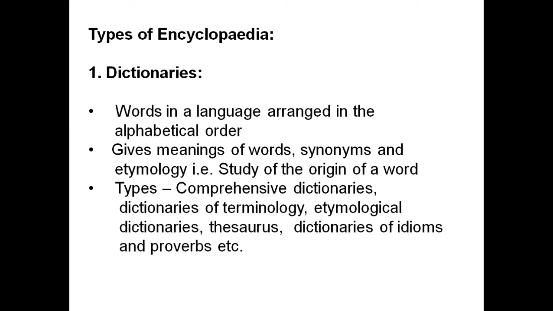Let us see the types of encyclopedia. The first one is dictionaries. In dictionaries, the words in a language are arranged in the alphabetical order. They give the meanings of words, synonyms, and etymology. Etymology is the study of the origin of a word. They are of different types: comprehensive dictionaries, dictionaries of terminology, etymological dictionaries, thesaurus, dictionaries of idioms and proverbs, etc.